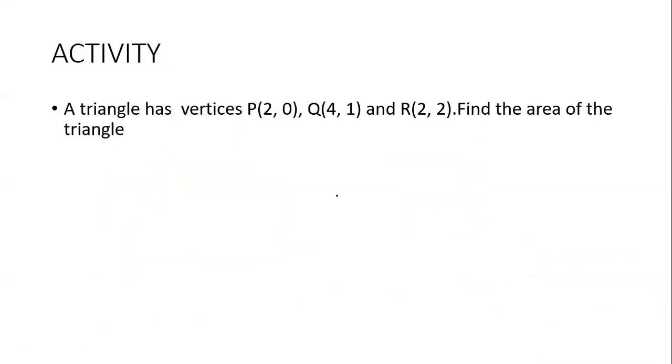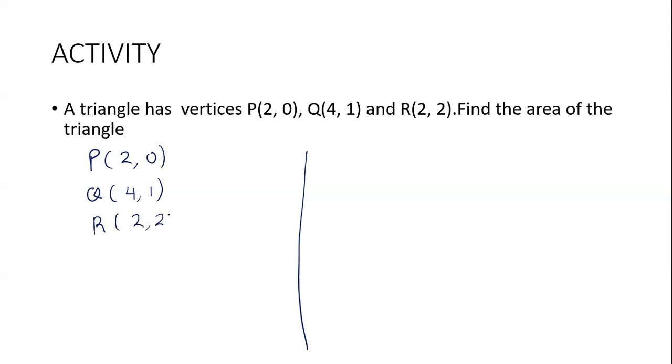We can look at the first example. We have a triangle with the vertices. When this is our triangle, still we shall arrange. We are going to start with our P, which is (2, 0). Then we go to Q, which is (4, 1). Then we come to R, which is (2, 2). Then we come back to P to close, which is (2, 0).